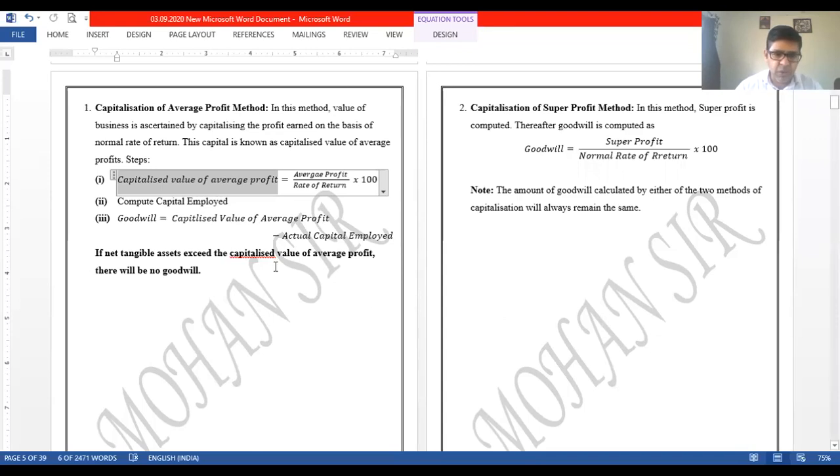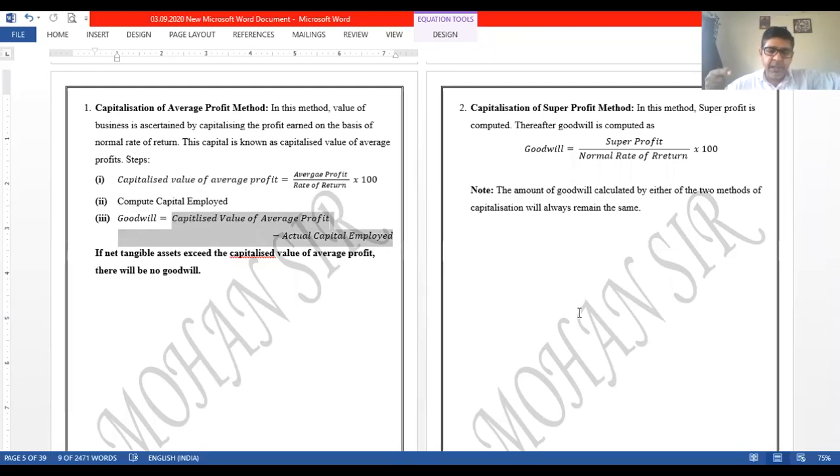And then we need to compare this capitalized value and the actual capital employed. Actual capital employed is the information given to us, right? This much assets, this much liabilities, so that is the actual capital employed. And we have calculated the capitalized value based on the average profit. So I need to compare the two, and the comparison of the two will be goodwill. It can't be negative, right? It can be 0 or some positive value. So if the answer comes as negative, we will write goodwill as 0. No goodwill is there, right?